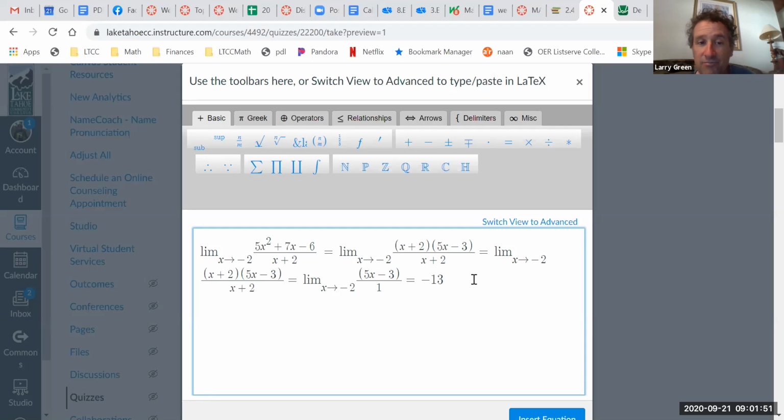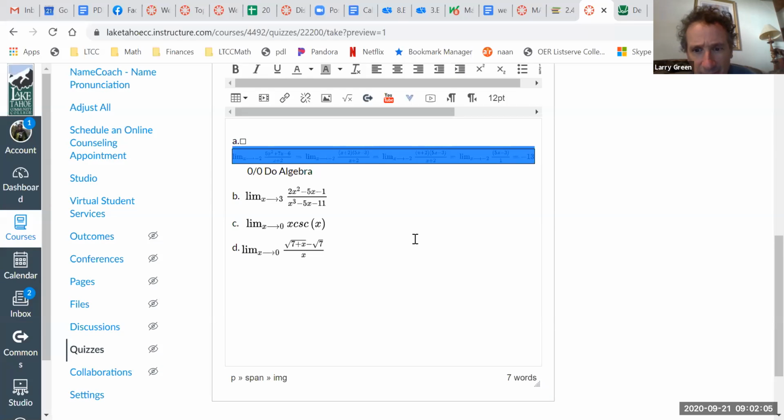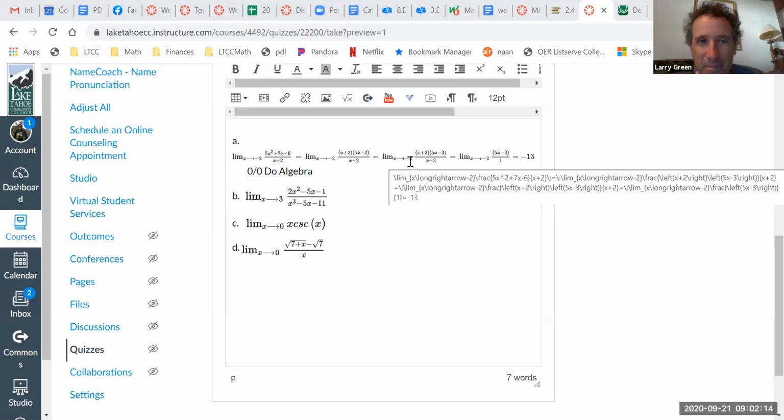And there we have it. The one thing you do have to remember, it's a disaster if you don't, is scroll down and hit insert equation. If you forget to do that, then it erases everything. So that's just a big note.